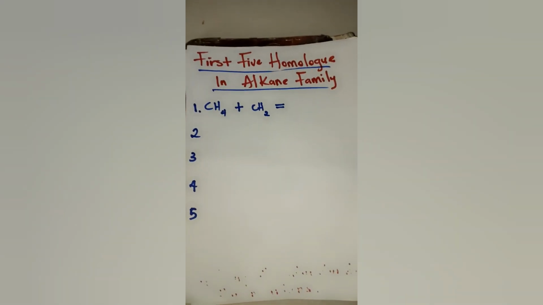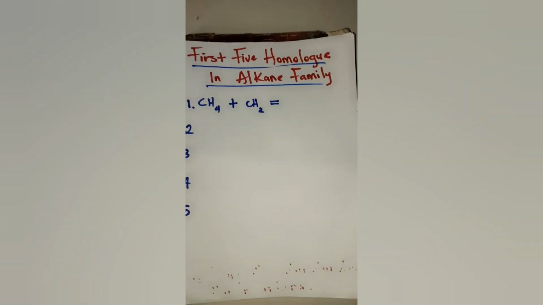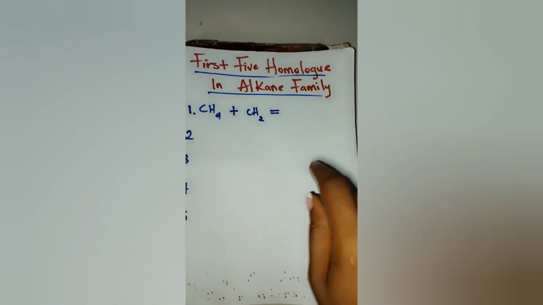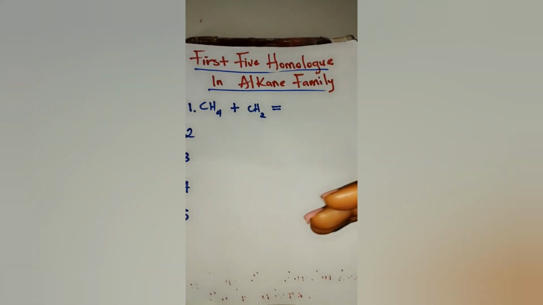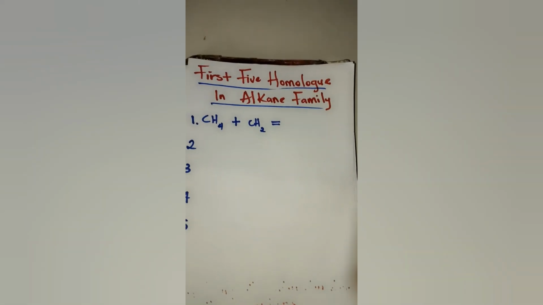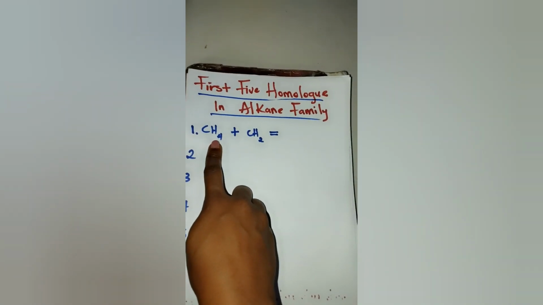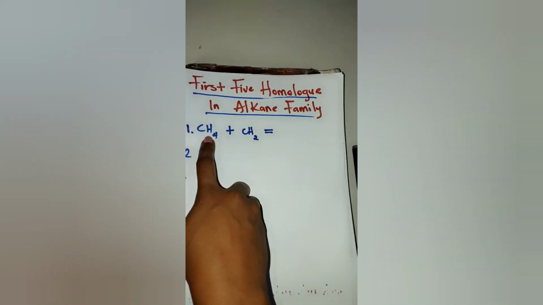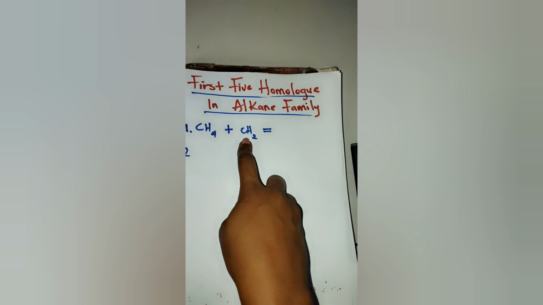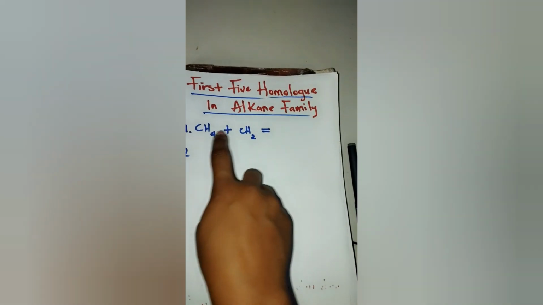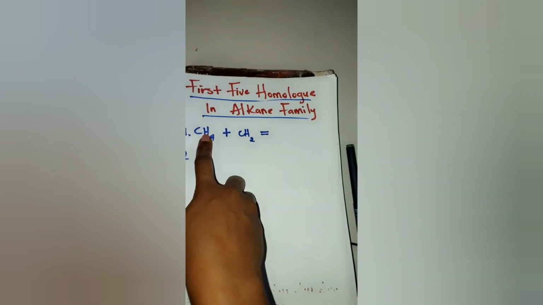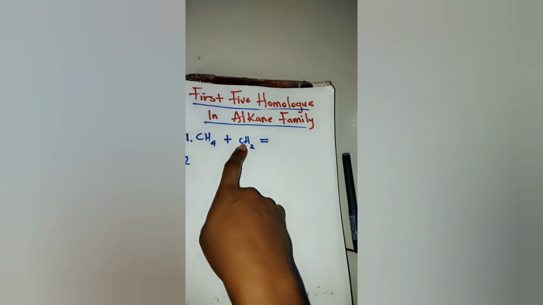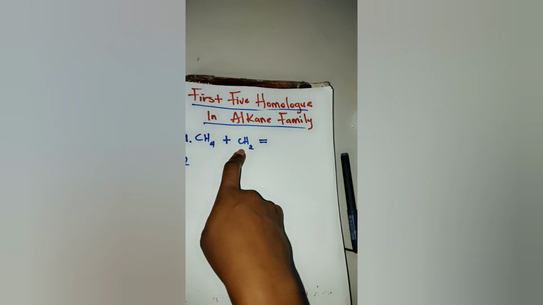let's look at the first 5 homologues in alkane. Now, I use the word homologue. This is because every member of a homologous series is called a homologue. Now, the first member of the alkane family is known as methane, CH4. And I made mention earlier that the next member differs from the first member by a repeating unit known as methylene, and methylene is CH2.